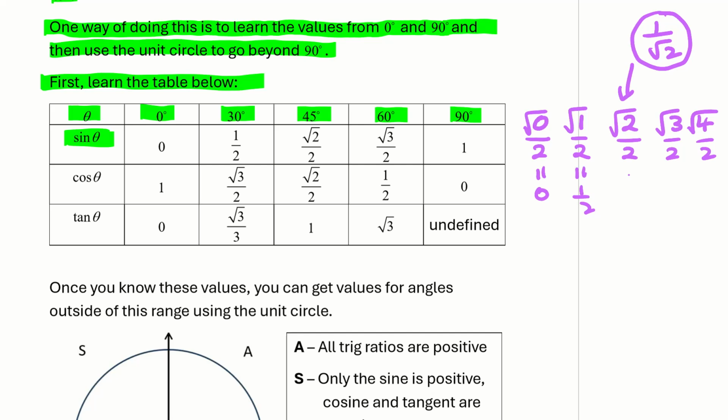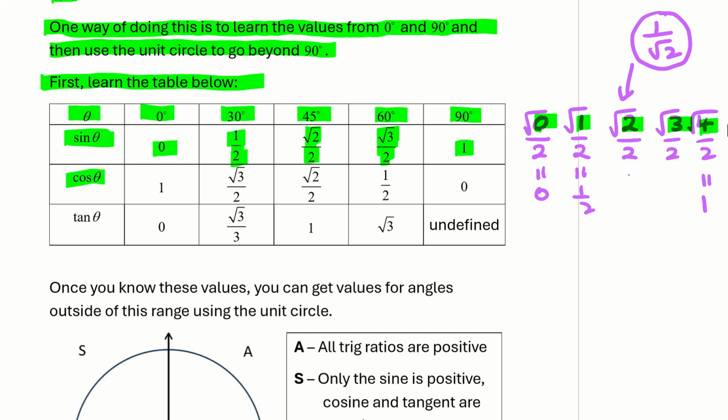And for this one here, the square root of 4 is 2. 2 divided by 2 is 1. And so you can see those values as we go across the table: 0, a half, root 2 over 2, or 1 over root 2, root 3 over 2, and 1. So if you remember this 0, 1, 2, 3, 4 trick, that can help you remember the sine.